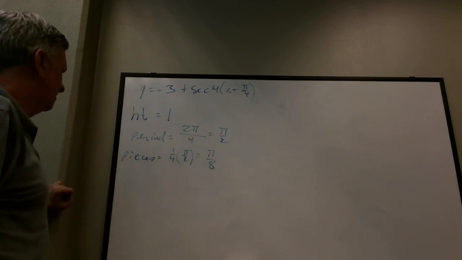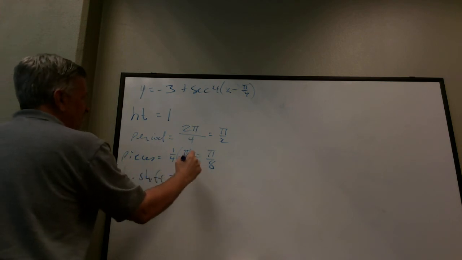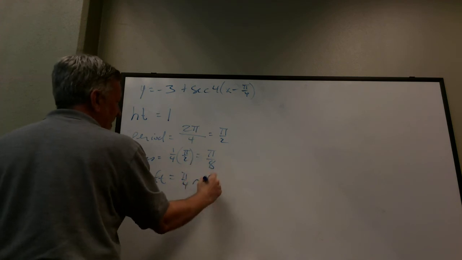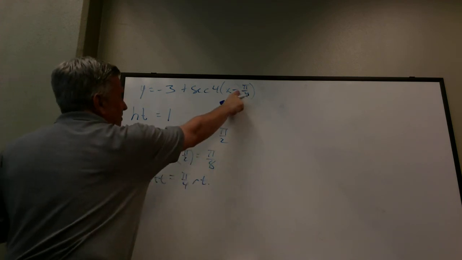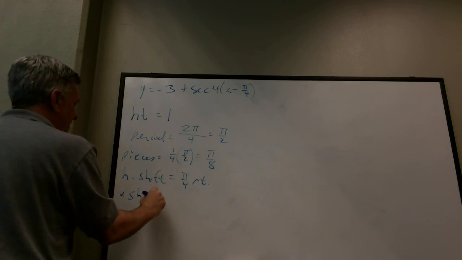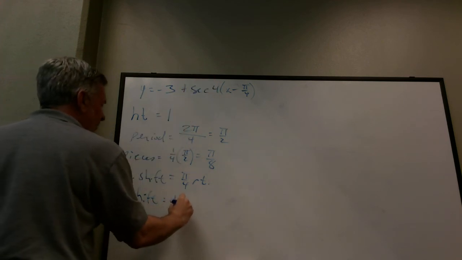8. We have a horizontal shift, phase shift, of pi over 4. It's minus, so it's to the right. Right, it's minus pi over 4, so we shift to the right. And notice we have a vertical shift. We're subtracting 3 from the whole expression there, so we're going down 3.